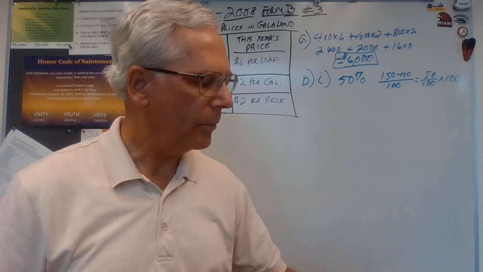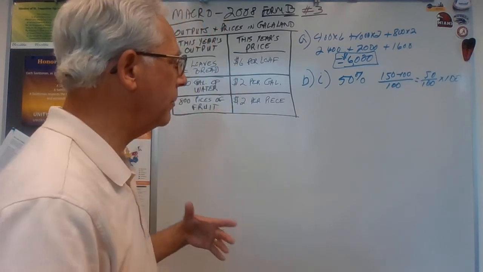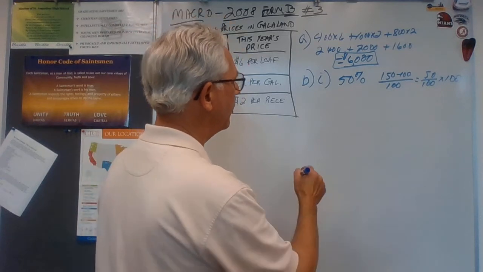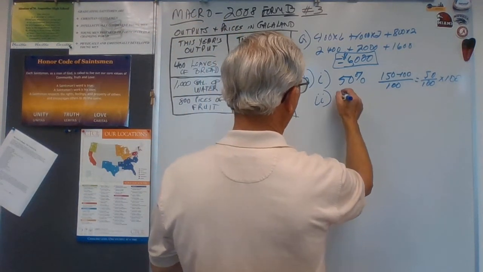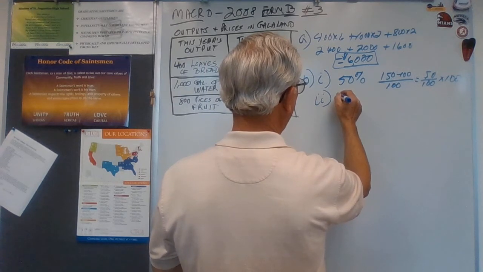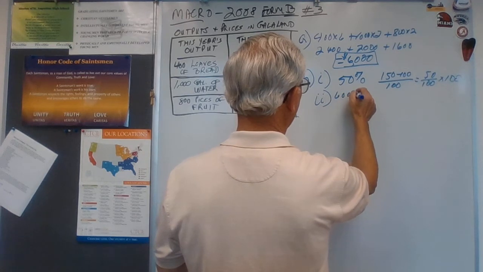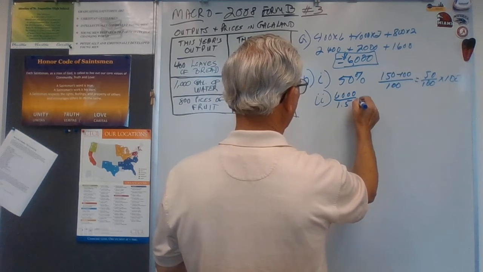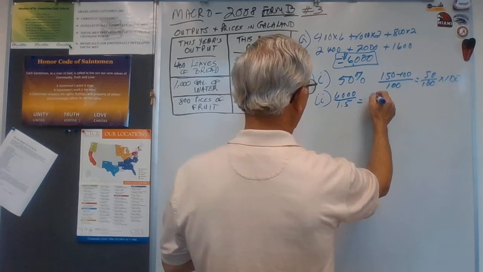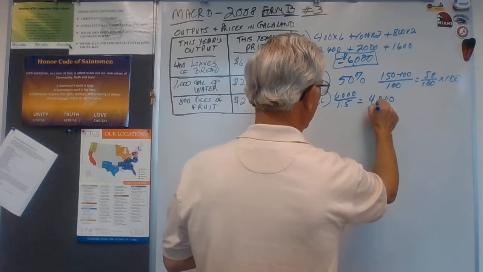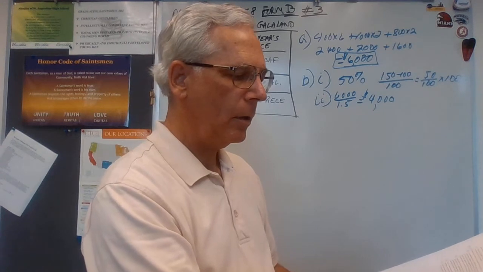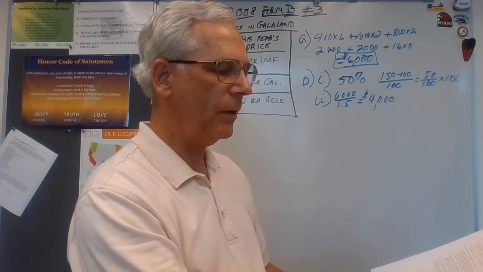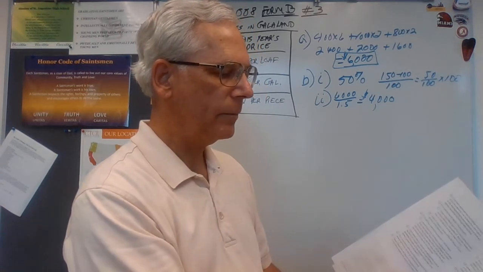Okay, this year's real GDP. So now we have to figure out this year's real GDP, and that's going to be the 6,000 divided by 1.5, which is going to equal 4,000. $6,000 divided by 1.5 equals 4,000. All right.